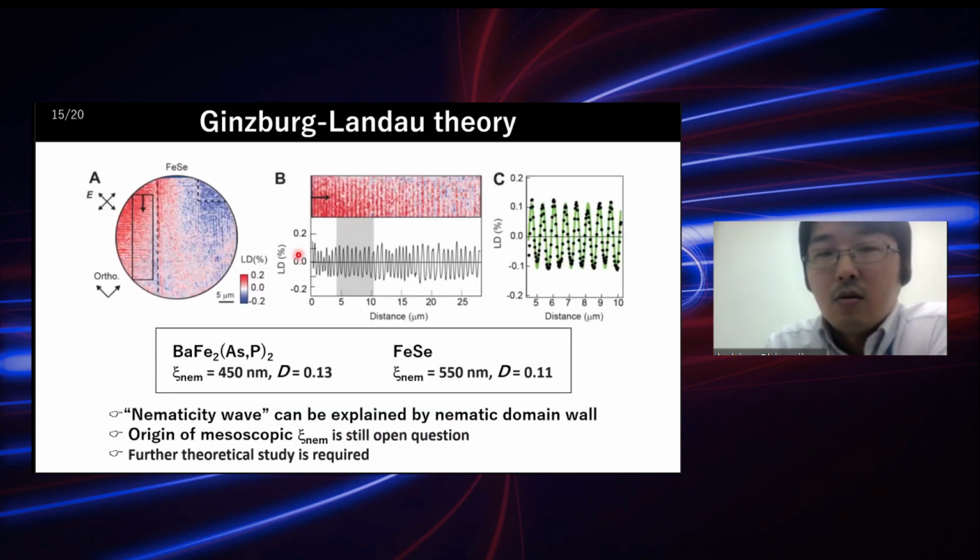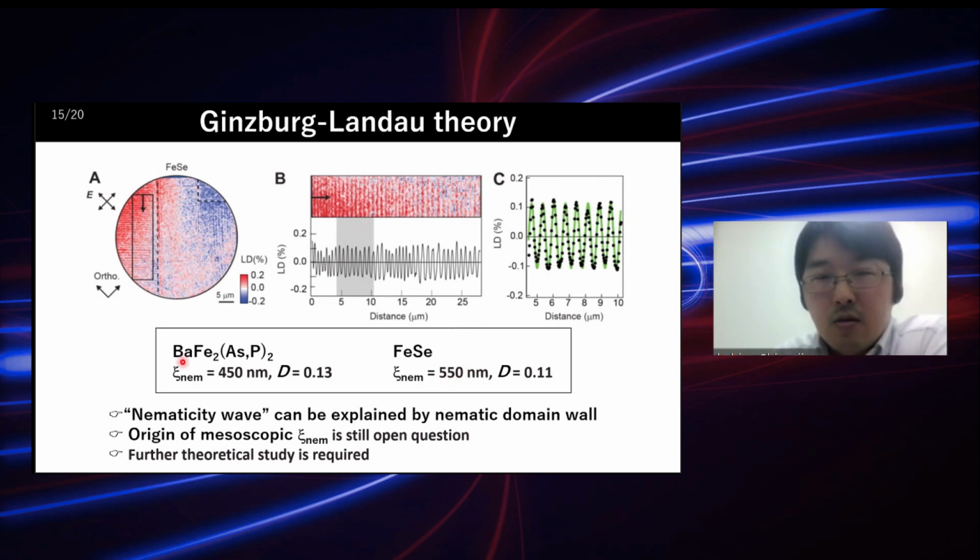So similarly, we perform the LDP measurement on iron selenide also. Then we analyze the data and we obtain these parameters. So we again obtain the mesoscopic design parameters.